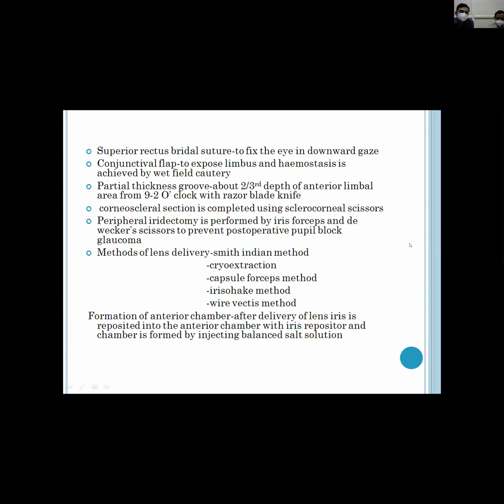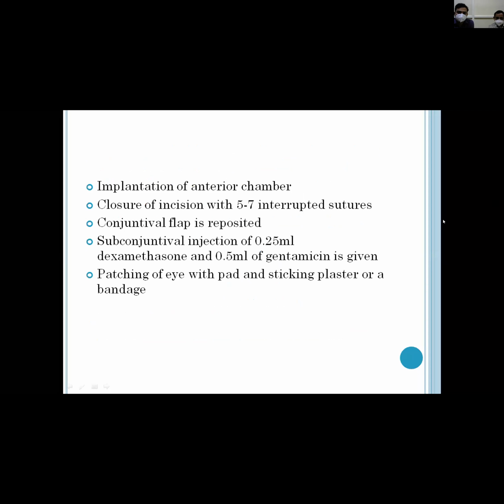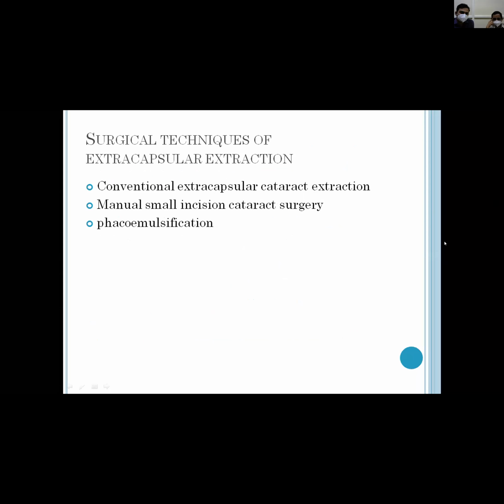Formation of anterior chamber: after delivery of lens, iris is deposited into the anterior chamber with iris repositor, and the chamber is formed by injecting balanced salt solution. Implantation of anterior chamber IOL. Closure of the incision with 5 to 7 interrupted sutures. Conjunctival flap is reposited. Subconjunctival injection of 0.2 ml dexamethasone and 0.5 ml gentamicin is given. Patching of the eye with pad and sticking plaster or a bandage.